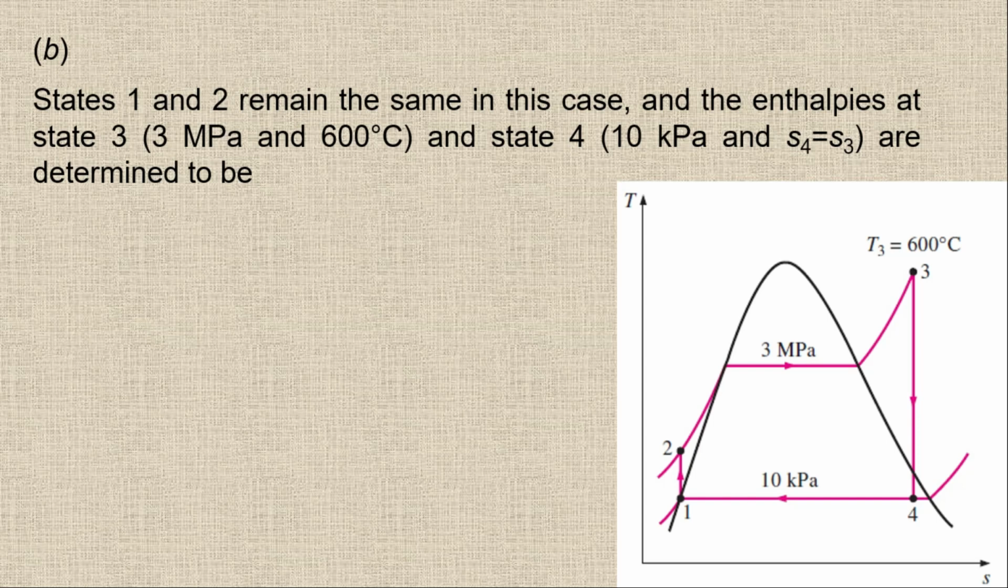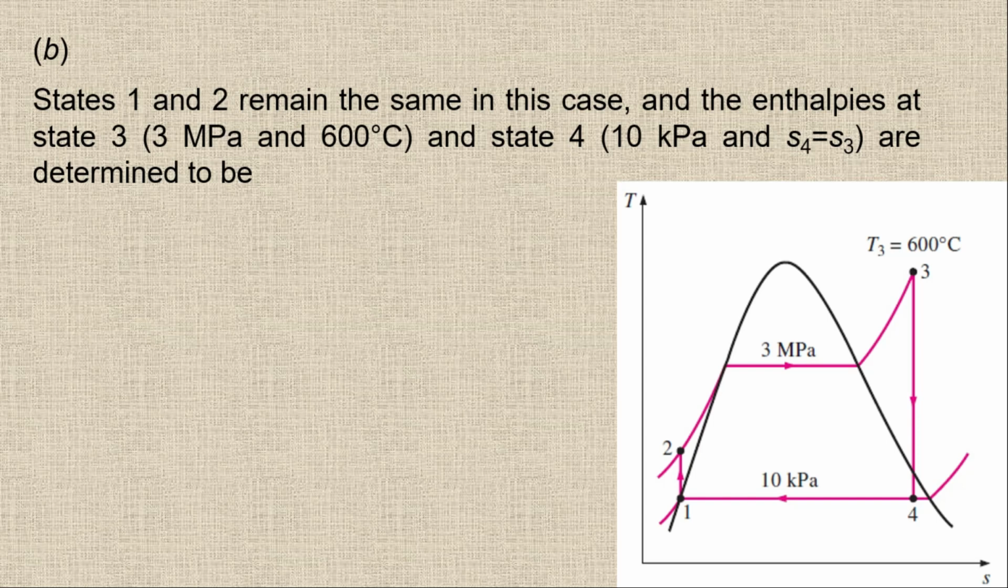Because in the last part we had 3 megapascal and 350 degrees Celsius, so from the superheated table we got one value, but here we have 3 megapascal and the temperature is 600 degrees Celsius, so the temperature is increased. So you will get a different H3 value and a different S3, the different enthalpy and entropy values, and based on the entropy value you will get a different entropy and enthalpy value at state number 4. So states 1 and 2 remain the same, but states 3 and 4 are changed by superheating.